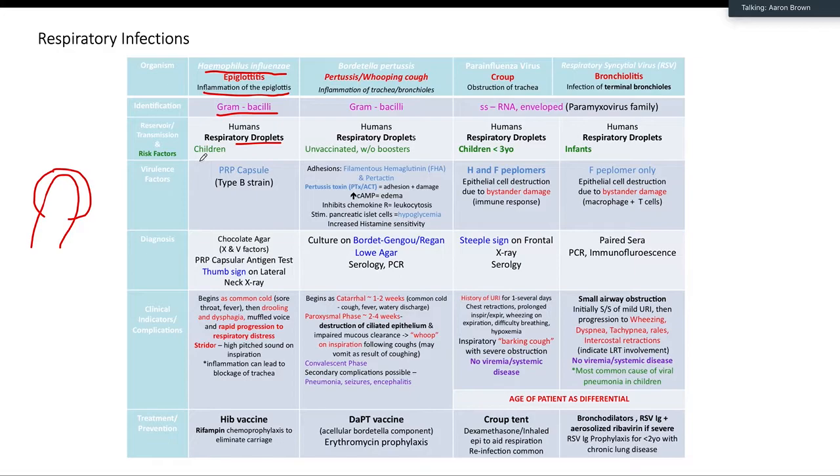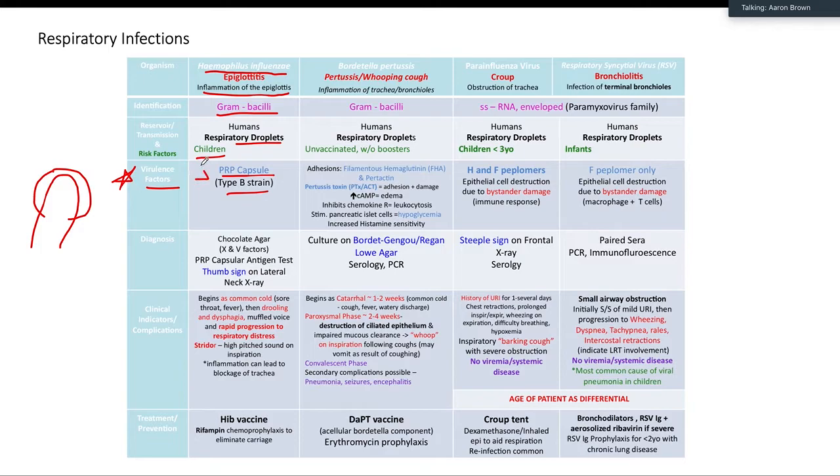The virulence factor, I'm going to put a big star here. This PRP capsule in the type B strain is what gives Haemophilus influenzae its virulence. If it does not have that PRP capsule, Haemophilus influenzae is not going to cause epiglottitis. It needs this PRP capsule to cause this manifestation. Okay, and so this is a very important virulence factor you will be asked about.